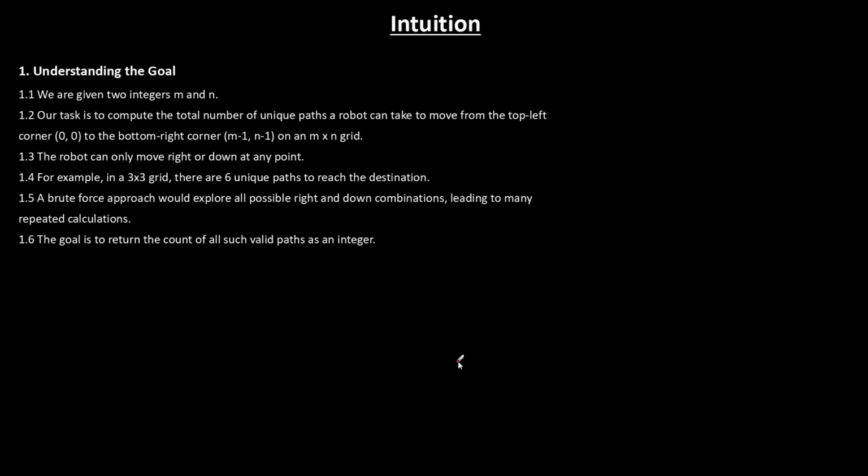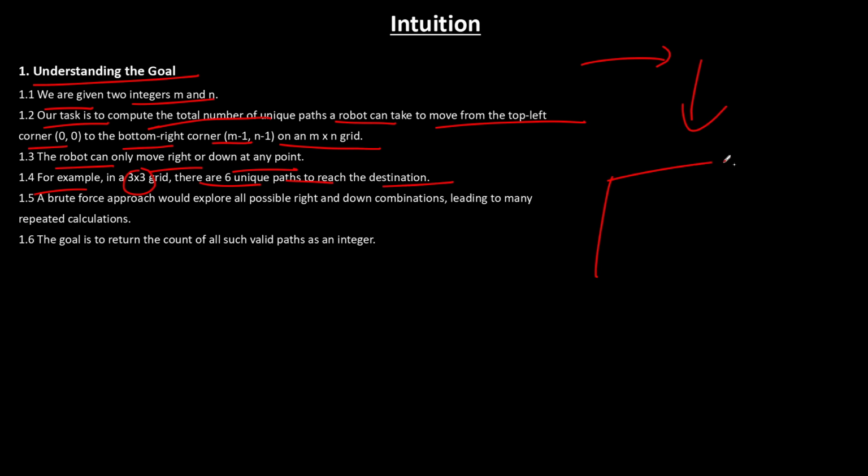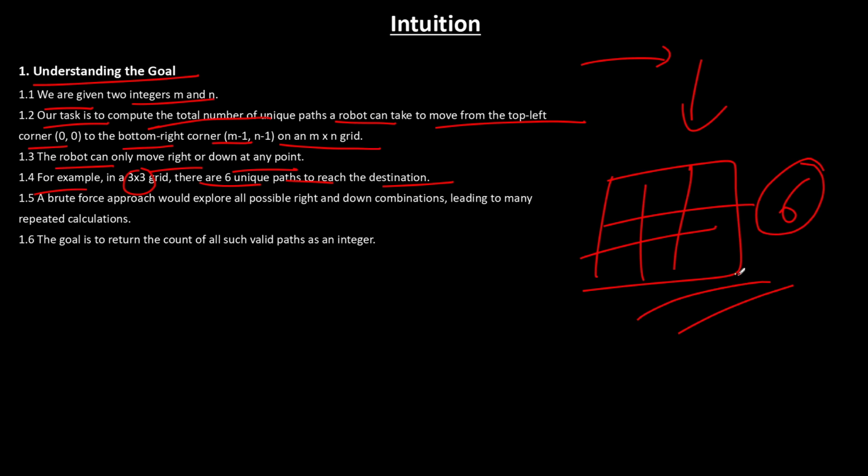To understand what the problem is asking, we should build up an intuition for the problem. So let's start by understanding the goal. We are given two integers, m and n, and our task is to compute the total number of unique paths a robot can take to move from the top left corner to the bottom right corner on an m cross n grid. That's the simple understanding. The constraint is that a robot can only move right or down at any point, this way or this way. So for example, for a 3 cross 3 grid, there are 6 unique paths to reach the destination. This is one example. So please try it out if you have any doubt.